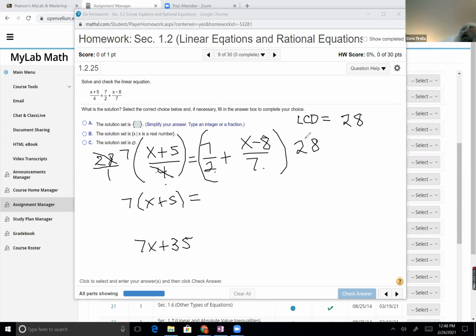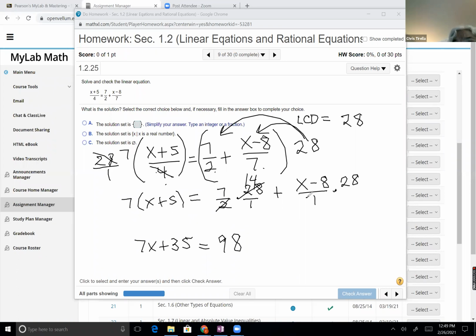Then on the right, in order to multiply, I have to distribute. So I'm going to take that 7/2 and multiply it by that 28. And I'm going to take that x minus 8 over 7 and multiply it by that 28. Again, when I multiply a number by a fraction, I'd like to put it over 1. Here, 2 goes into 28 14 times. So 7 times 14 would be 98.